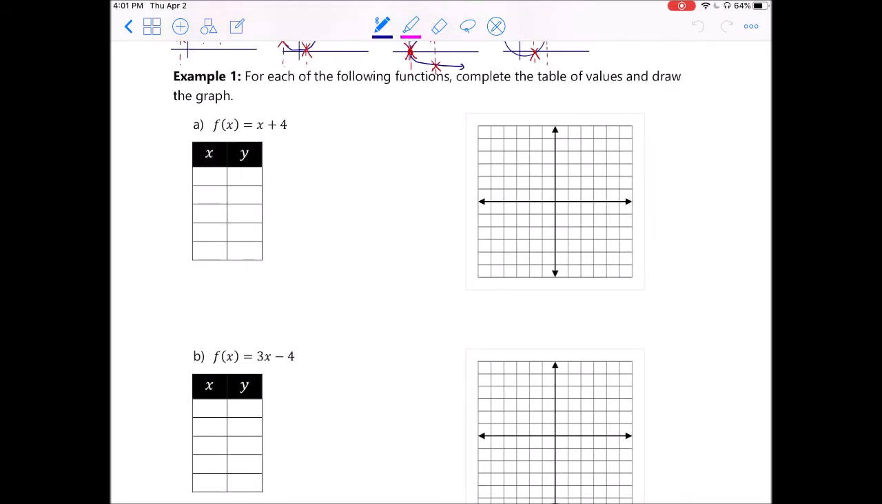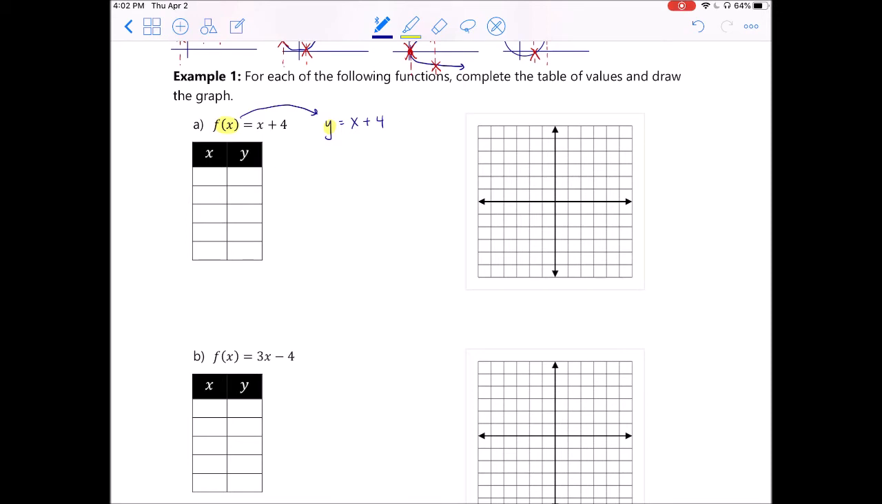Let's take a look at example 1. For each of the following functions, complete the table of values and draw the graph. What we need to know first here is that this notation, f of x, is essentially exactly the same as y. So we can rewrite it as y equals x plus 4. We want to get used to using two different notations now. So make sure you recognize f of x is not f times x.